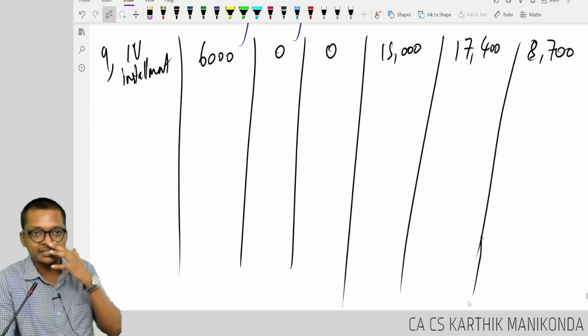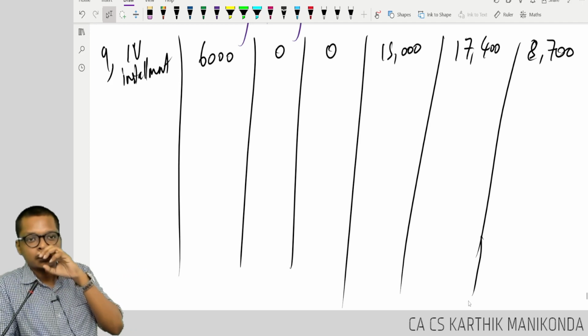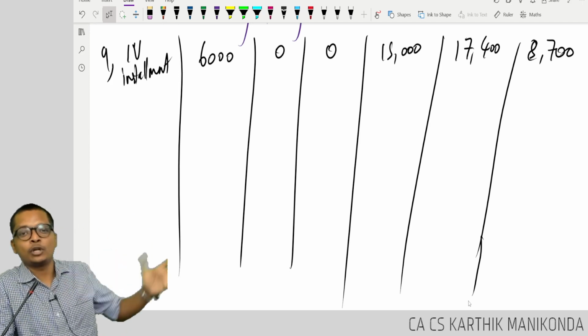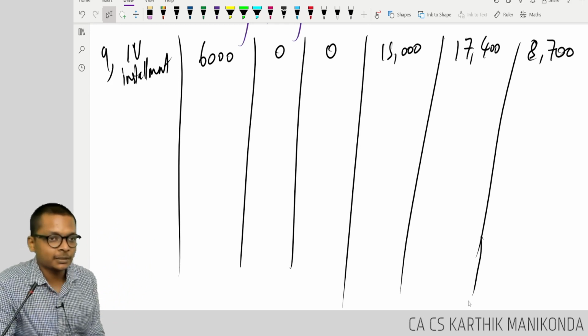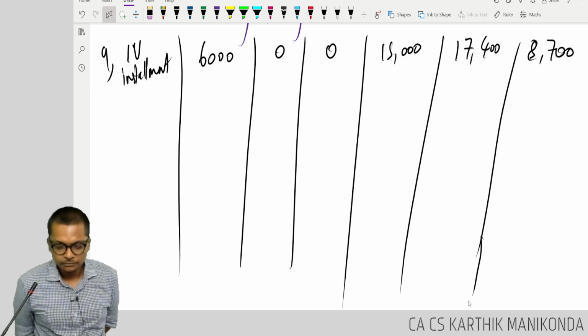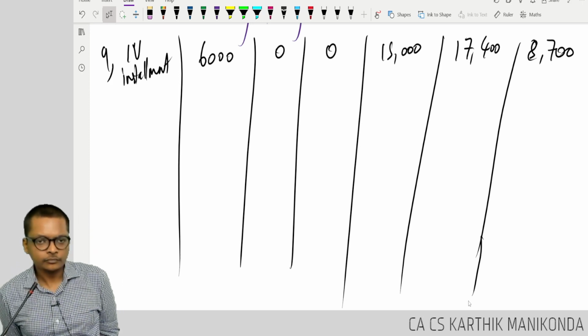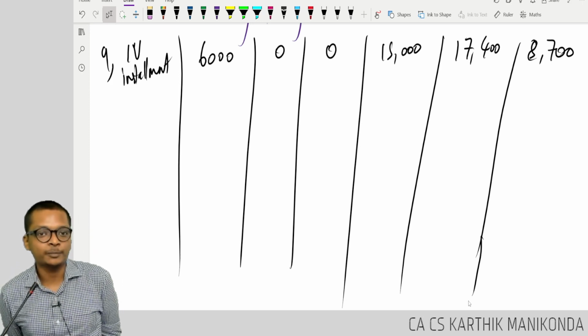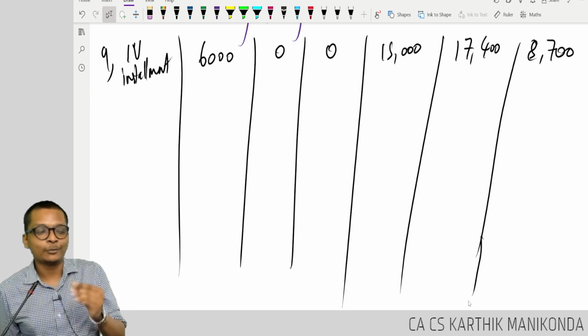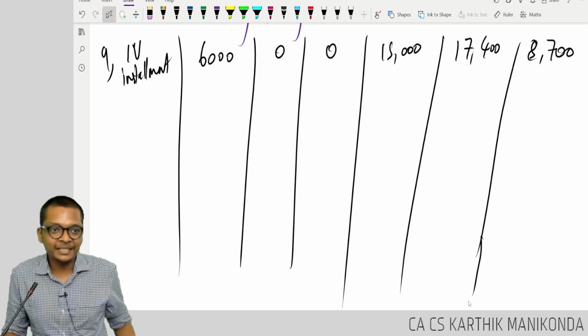Online, one student asks a doubt. What is the heading of this statement? What will be the heading? Piecemeal distribution using maximum loss method. Piecemeal distribution for creditors and partners using maximum loss method. Clear, guys? How do you know in the exam it's the maximum loss method? The question will specify: solve using maximum loss method. Okay, because we can do the same sum in other methods also.